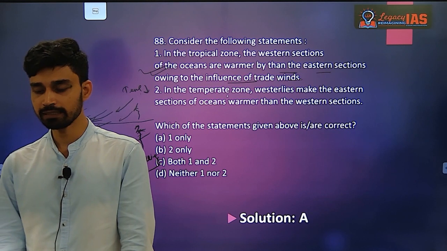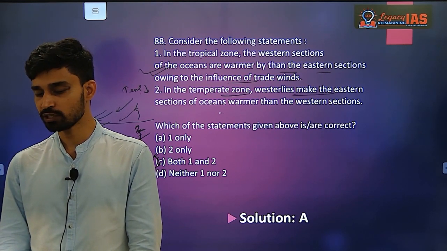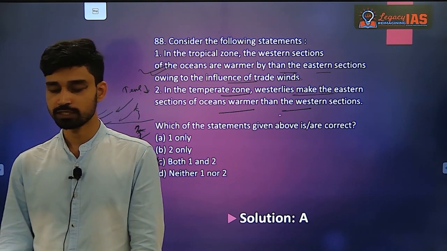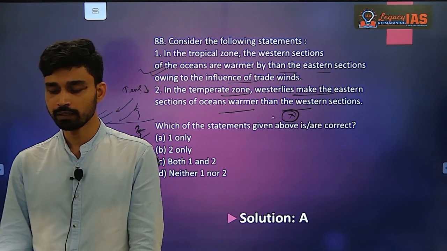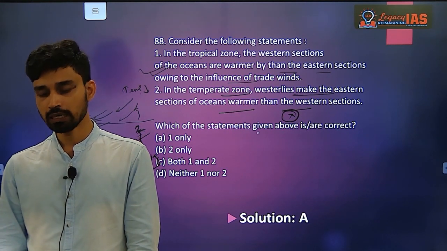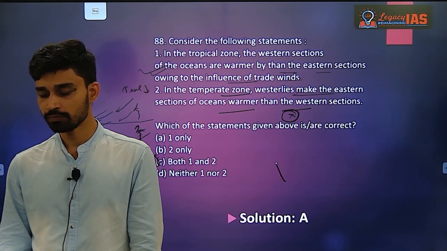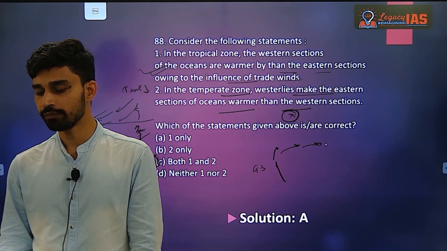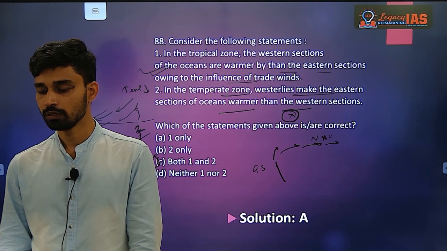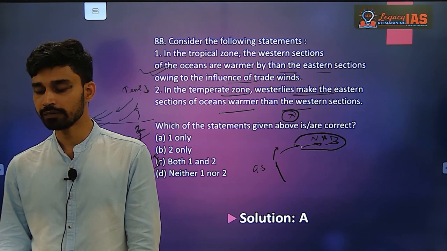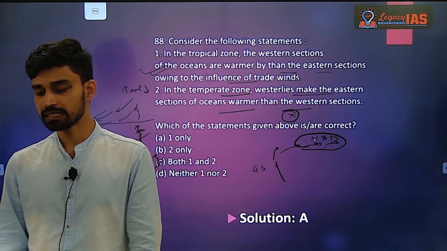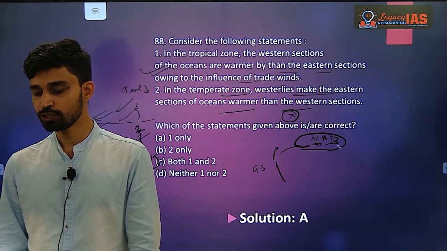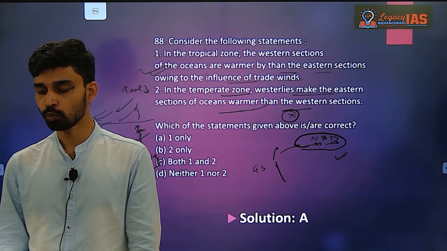Second is, in the temperate zone, westerlies make the eastern section of ocean warmer than the western section. Now, this is an incorrect statement, because here there is a Gulf Stream. In the temperate zone, if you look at this, we have the Gulf Stream moving like this. Then we have the North Atlantic drift, if you talk about the Atlantic Ocean. So, it is the North Atlantic drift, the ocean current, that is responsible for making the eastern section of ocean warmer than the western section.